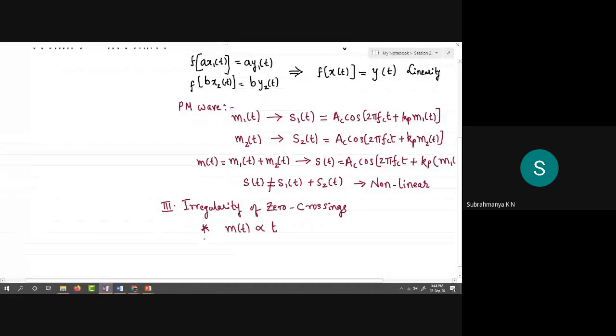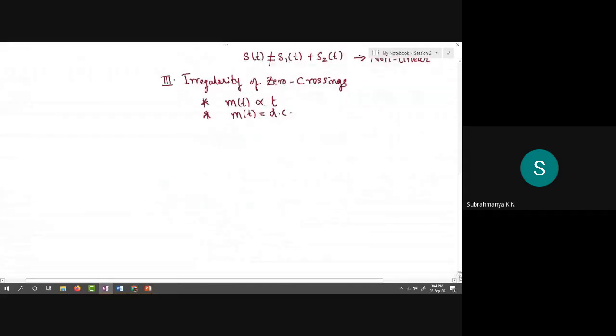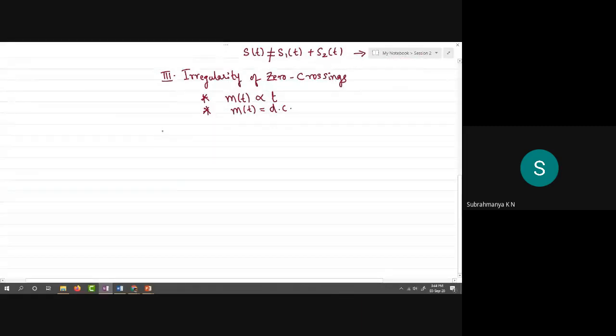So this is one of the exceptions, or special cases, for the regularity of zero crossings. And there could be another special case. If m of t is maintained at a constant value, say some dc value, then there is no modulation at all. So your modulated wave will have uniformity in its frequency or angle. So you may find the regularity of zero crossings in these two special cases. Make sure that there are exceptions to this third property.